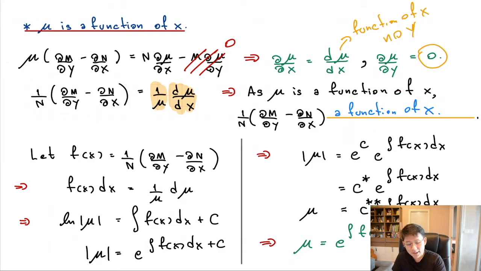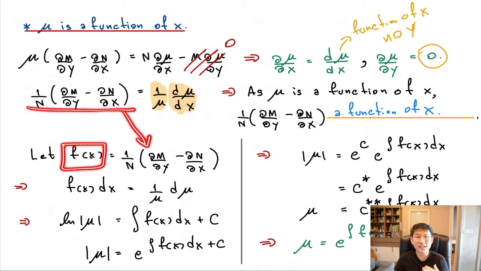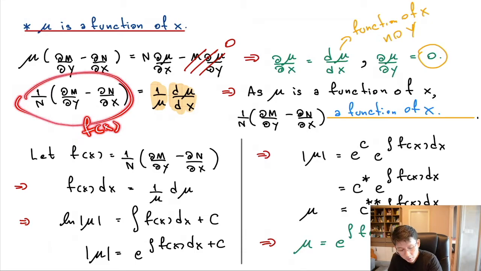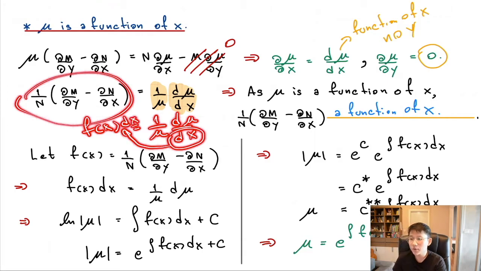Okay, so if I let fx be this guy, to make it easy to write, then fx dx is the same as 1 over mu d mu. Why? Because this guy is fx, right? Fx is 1 over mu d mu by dx. So fx dx is pretty much the same, like you push dx to this side.